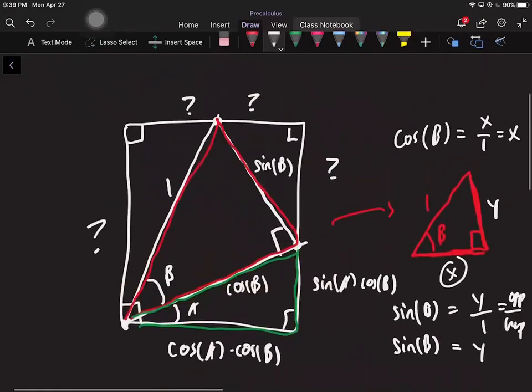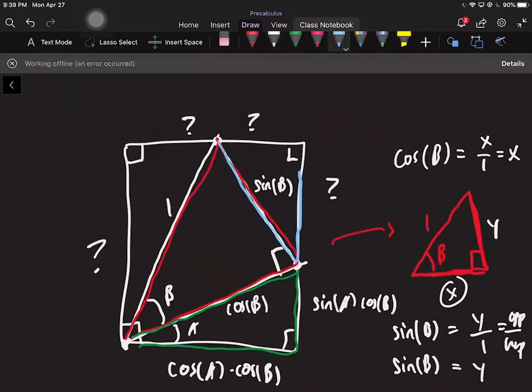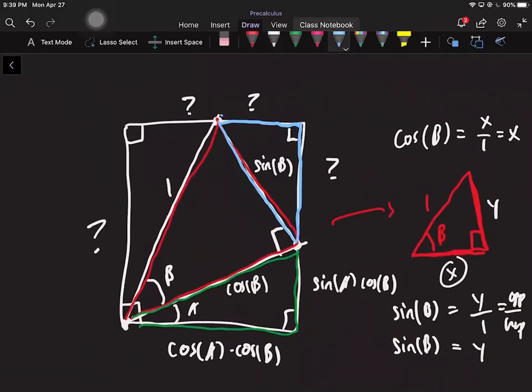Okay, but let's keep going. So what about this? Let's do this blue triangle. It's going to work just the same. So how do I do that? Well, I'll draw it down here.